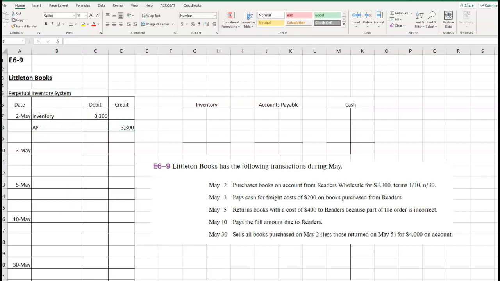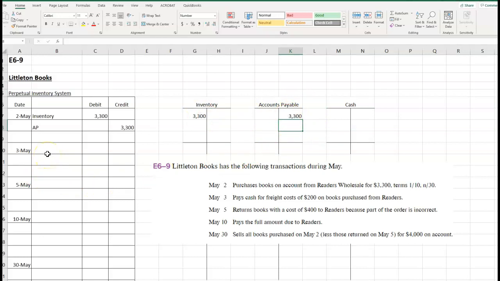So we're going to post those in the T accounts because it helps to keep track of this stuff, and you'll see why. So $3,300 debit to inventory and $3,300 credit to accounts payable. That increases inventory and increases accounts payable.